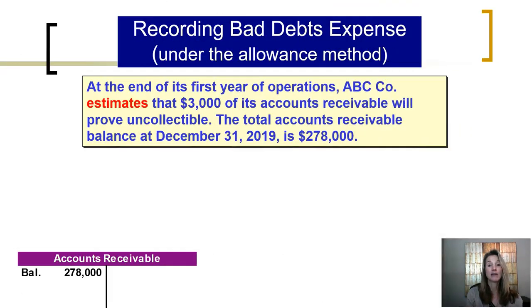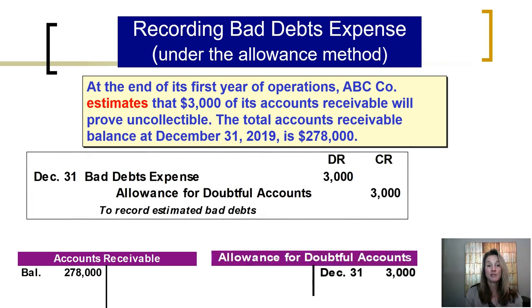So let's take a look at recording bad debt expense under the allowance method. At the end of its first year of operations, ABC Company estimates that $3,000 of its accounts receivable will prove to be uncollectible. The total amount of accounts receivable that they have recorded as of December 31st, 2019 is $278,000. So of the $278,000 currently in their asset account, they estimate $3,000 of it will never be collected.